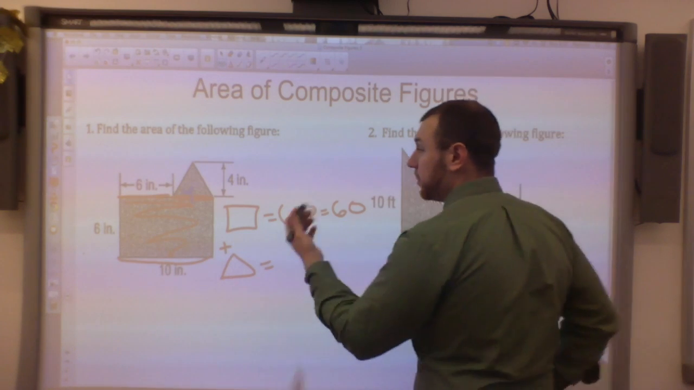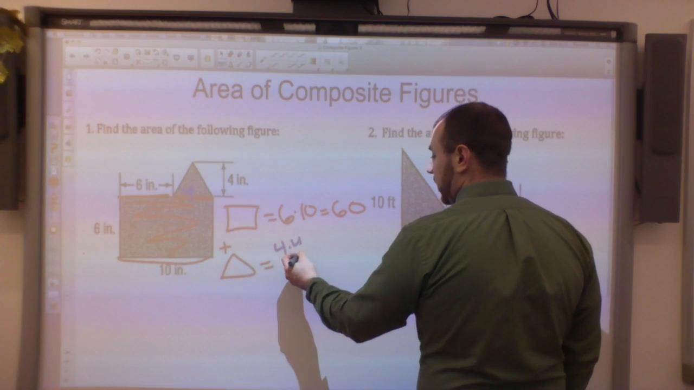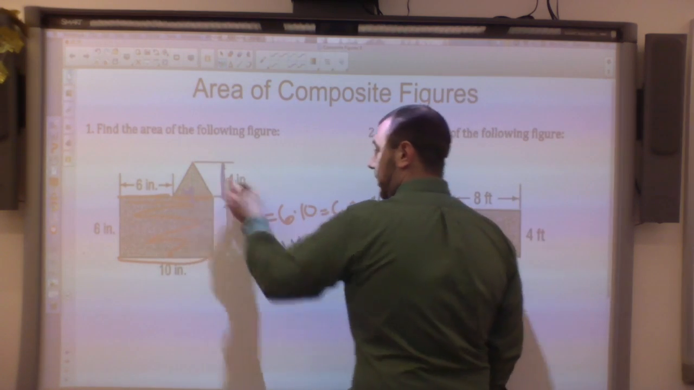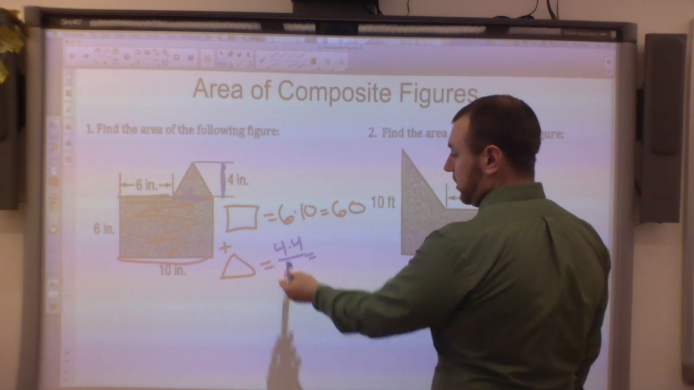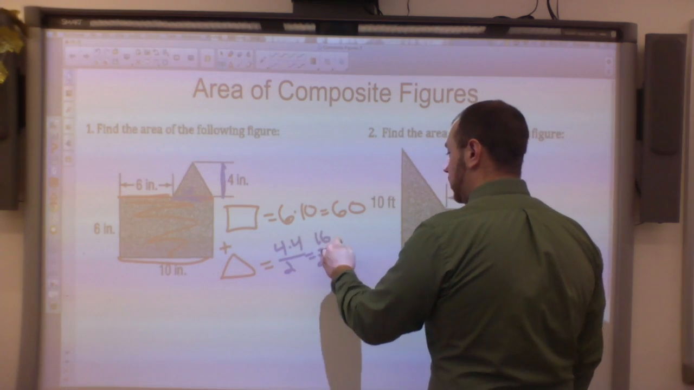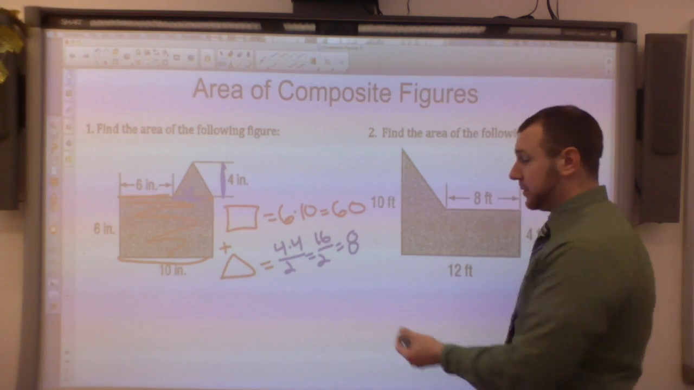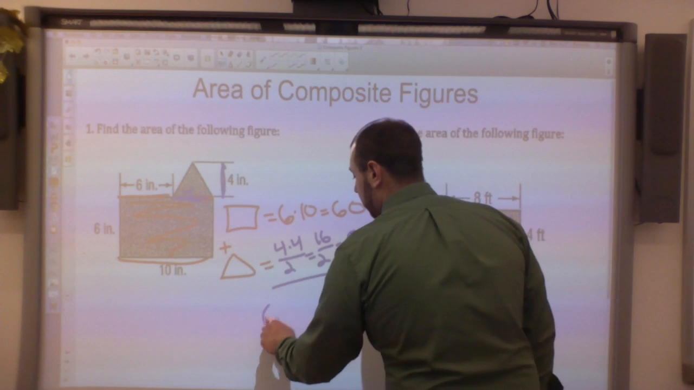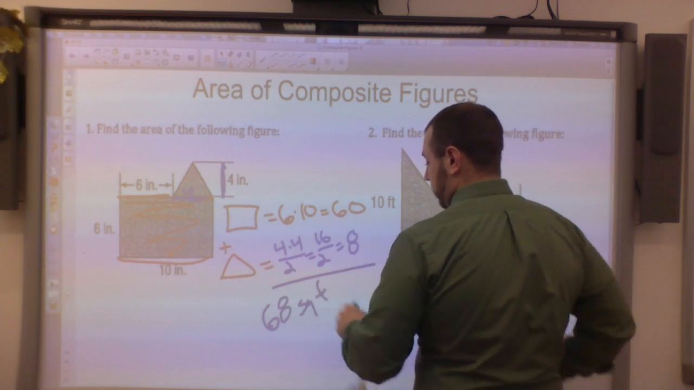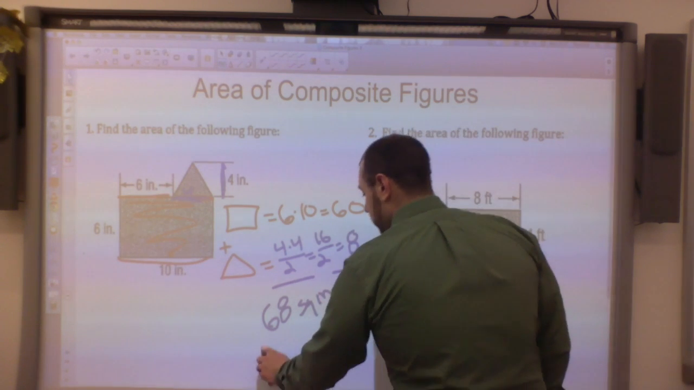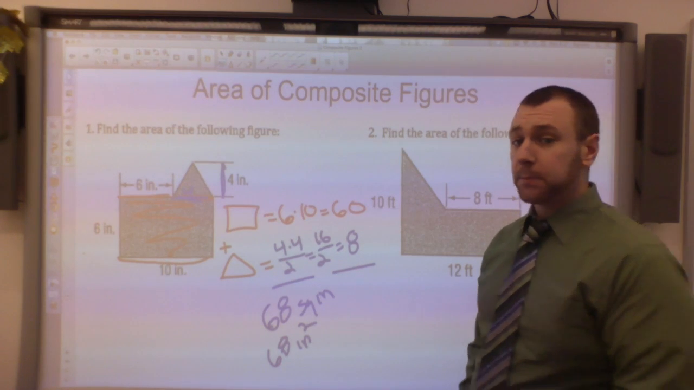So I'm going to plug it into my triangle formula, which is base times height divided by 2. My height being that 4 inches, and my base being that 4 inches. So that's going to be 16 divided by 2, which is 8. And then I'm going to add them together. So my total area is 68 square inches, or 68 inches squared, however you want to write that.